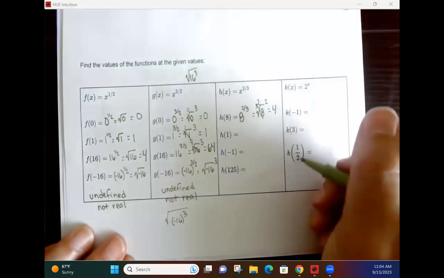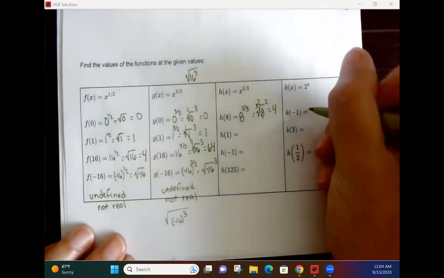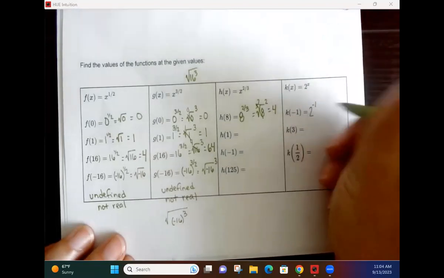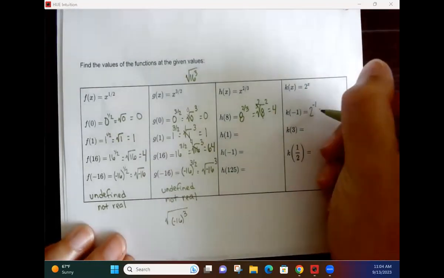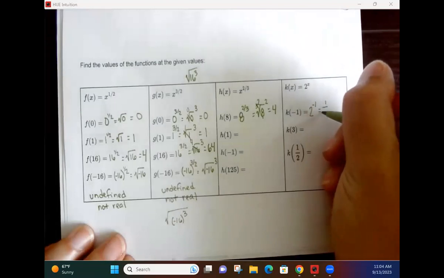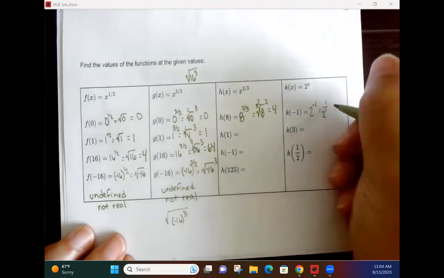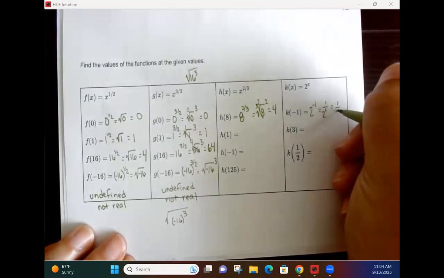For k, this time we're plugging in for the exponent. So k of negative 1 would be 2 to the negative first. Remember, when I take a negative exponent, that's telling me to take the reciprocal. So this would be 1 over 2 to the first, which would just be 1/2.